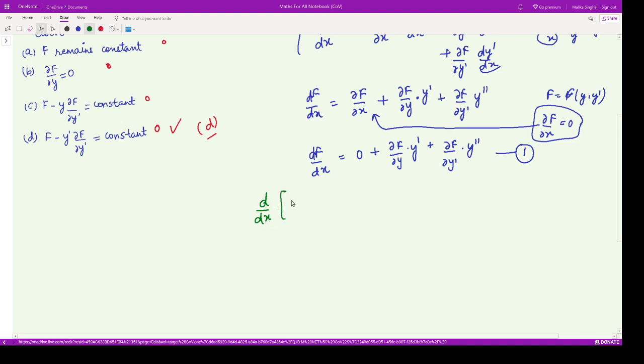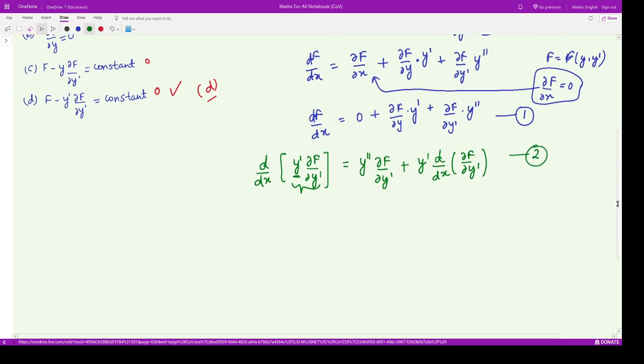Now next, let me calculate the derivative with respect to x of the term y dash del f by del y dash. So I have to apply the product rule over here. Firstly I'll take the derivative of y dash, so that would be y double dash, then del f by del y dash as it is, plus y dash as it is, times the derivative of this term, so I'll have d by dx of del f by del y dash. Mark this as equation number 2.